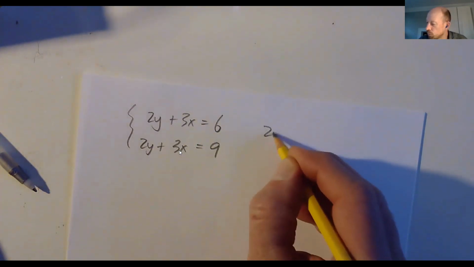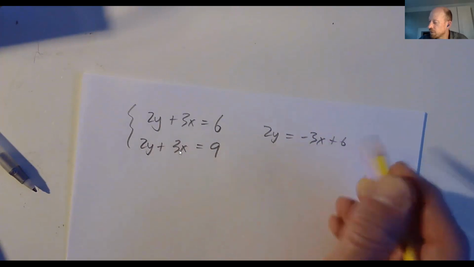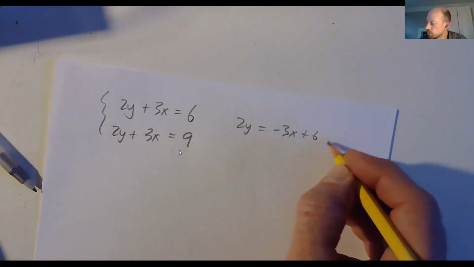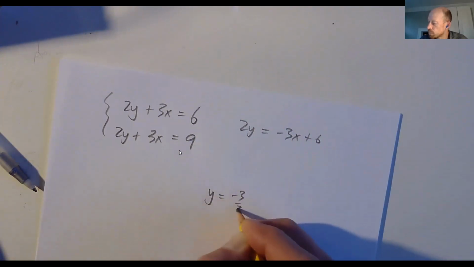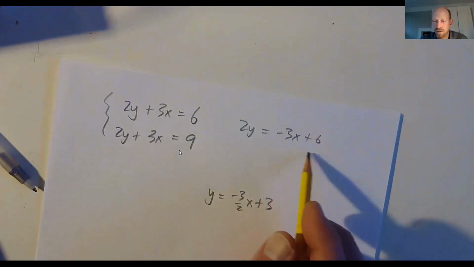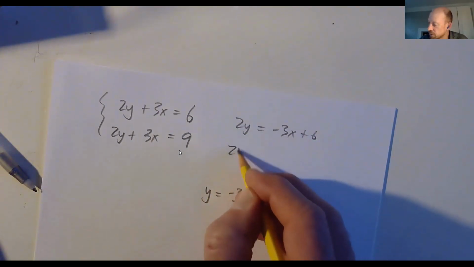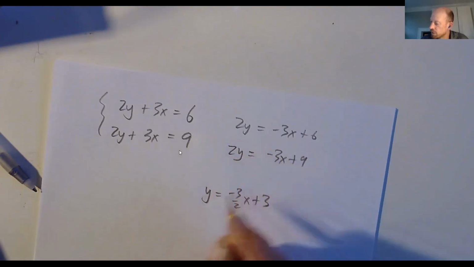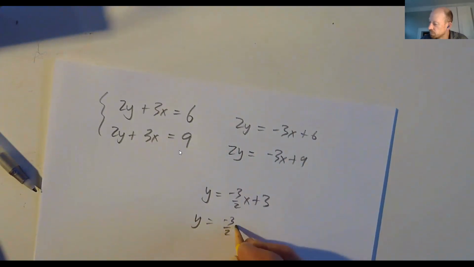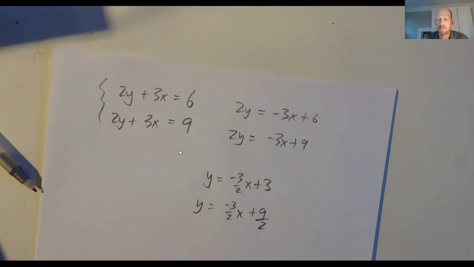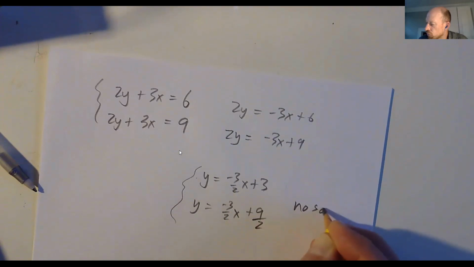And I'm going to move the 3x over and divide everything by 2. Right, and I get this. That's my first equation. If I do the same with the second equation, divide it all by 2. Oops, 9/2. So if I'm given it like this, I can see this algebraically because these have the same slope, but they have different y-intercept values. So those are going to be parallel lines that are never going to meet and have a solution. So this is going to be no solution.